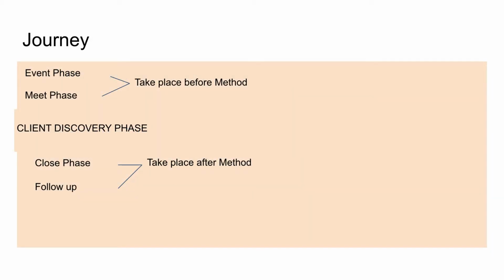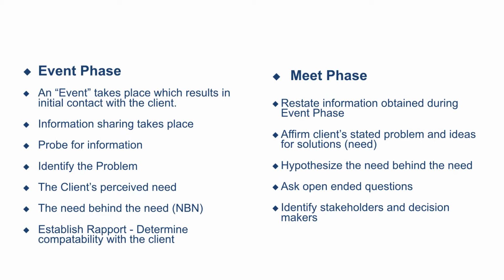The client discovery method has 3 major components: the event phase and the meet phase, which take place before the method. There's the client discovery phase itself, and then there are 2 phases that take place after the method, the close and the follow-up phases. The event phase and the meet phase happen before the method.